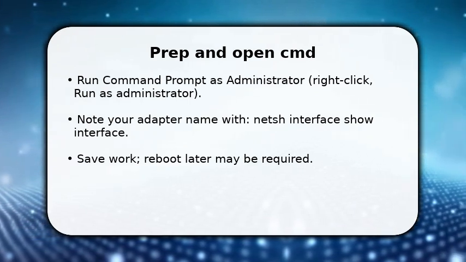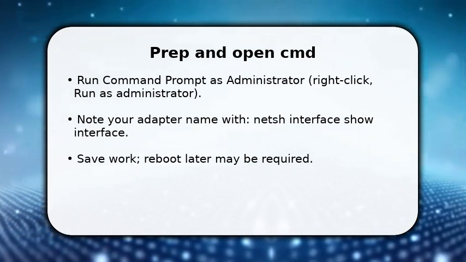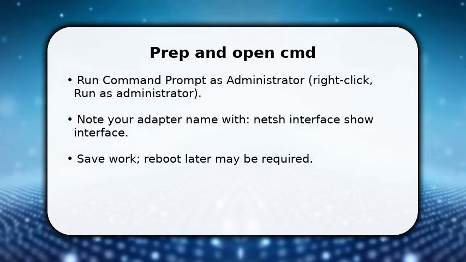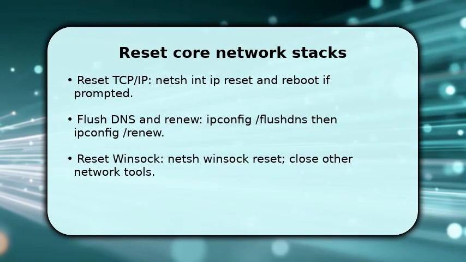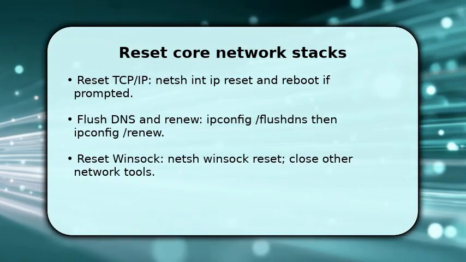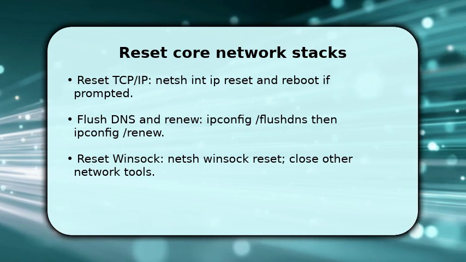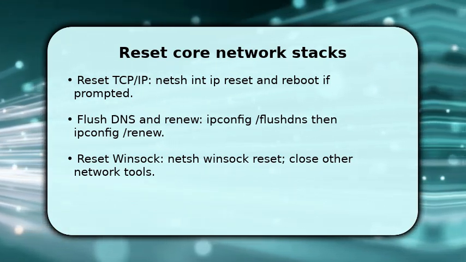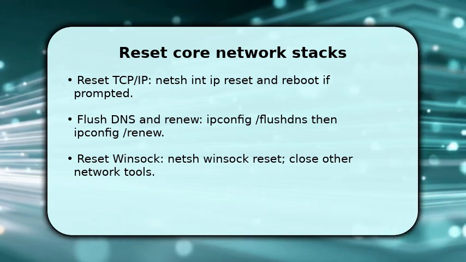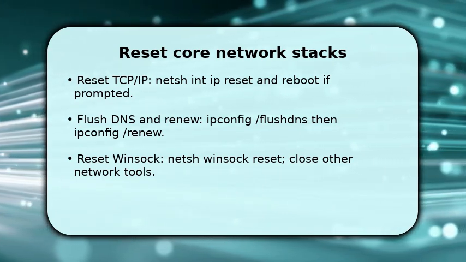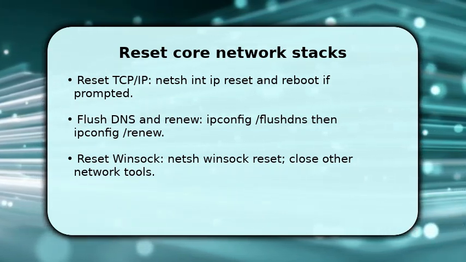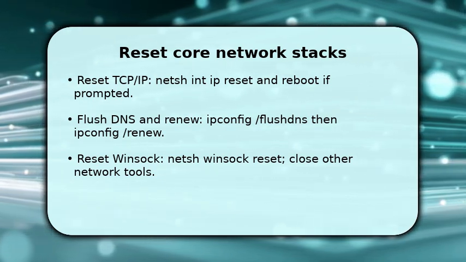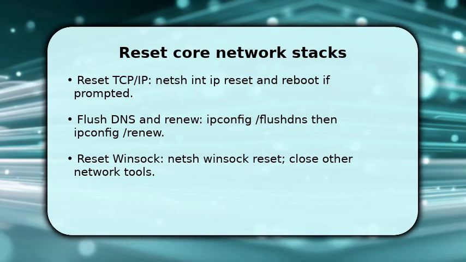Now perform the core resets that fix most software-level networking issues. Run netsh int ip reset to rewrite TCP/IP registry keys. That undoes corruption. Next, flush DNS with ipconfig /flushdns to clear stale name records, then ipconfig /renew to request a fresh lease from DHCP. Finish this stage with netsh winsock reset to restore the Windows sockets catalog. This fixes broken protocol handlers. Make sure no VPN or firewall tools are active.